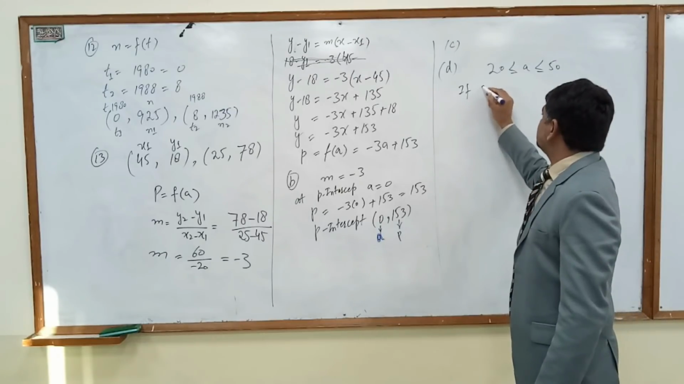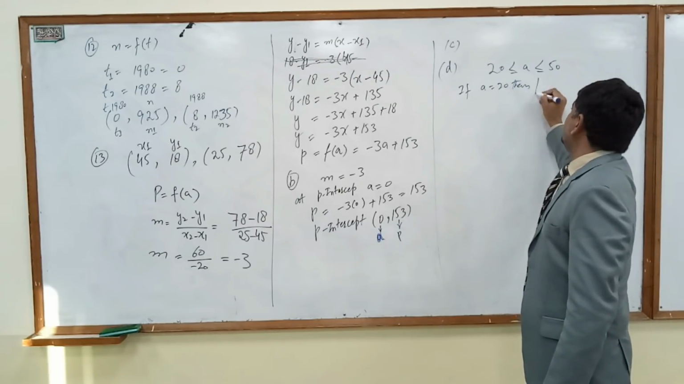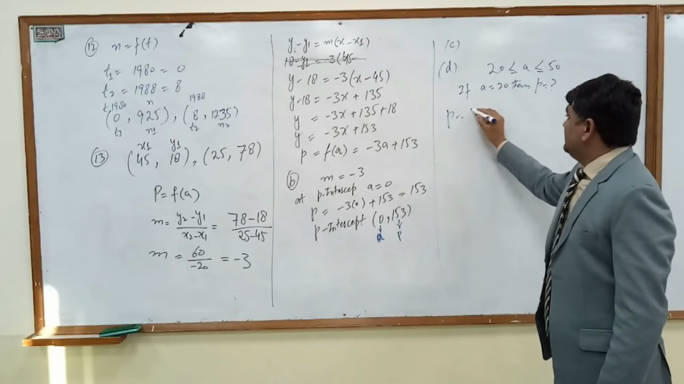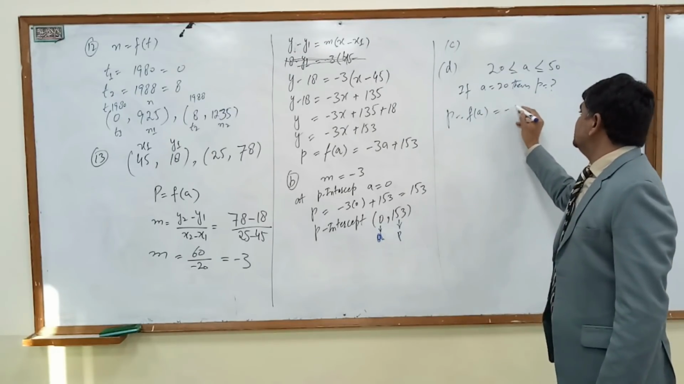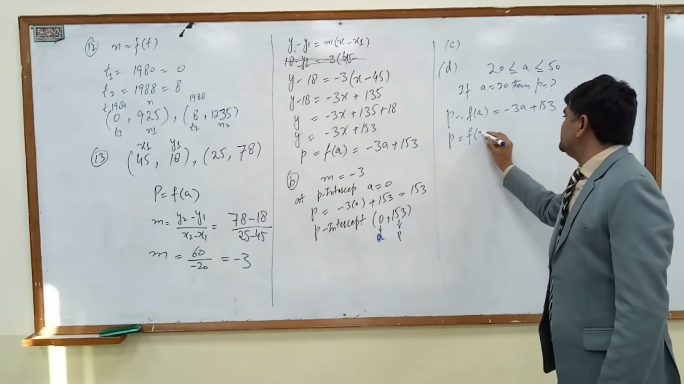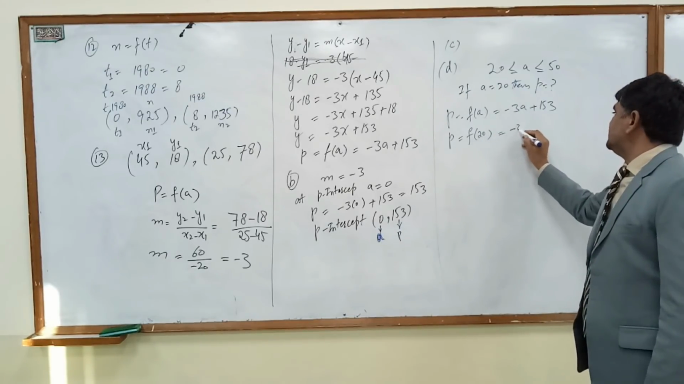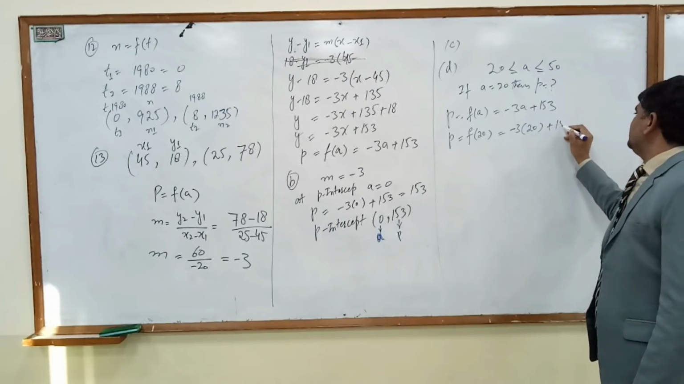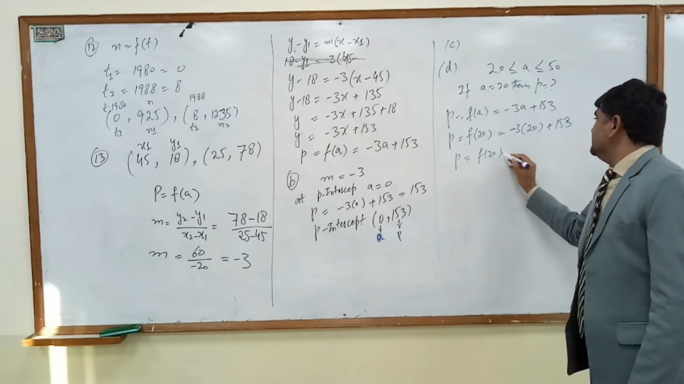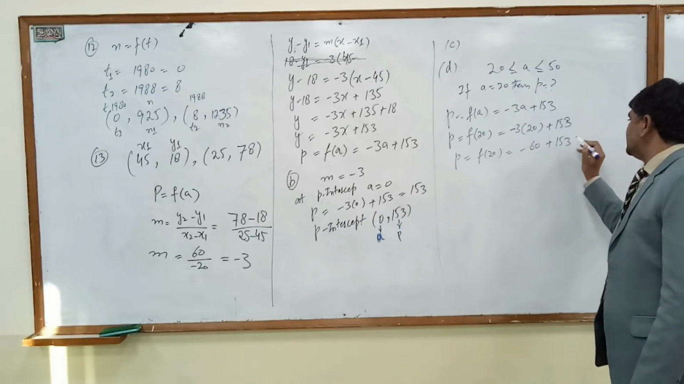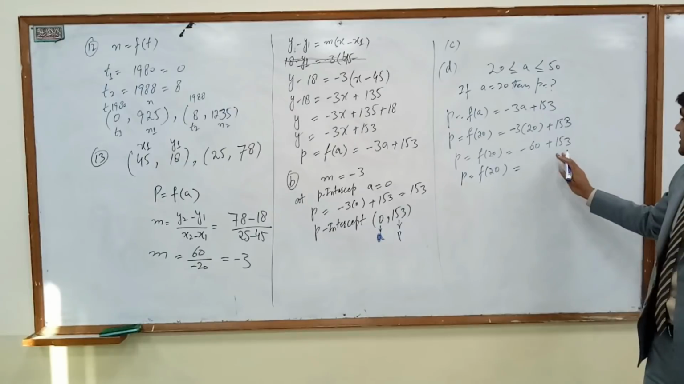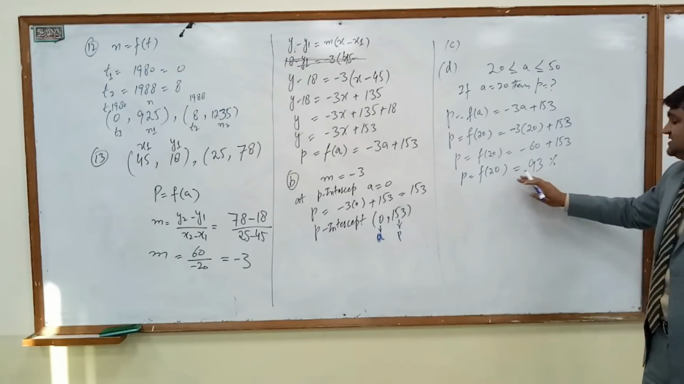If a is 20, then we can determine P. P is a function; here we determine the function f of a equals minus 3a plus 153. So P is equal to f of 20 equals minus 3 into 20 plus 153. We can simplify: P is equal to f of 20 equals minus 60 plus 153, which is 93%. What does it mean?